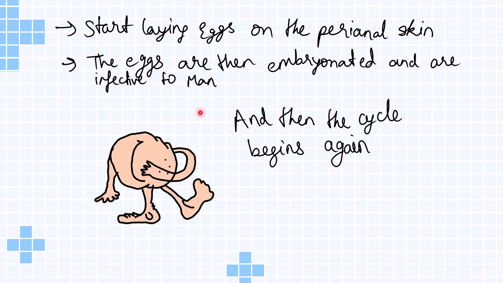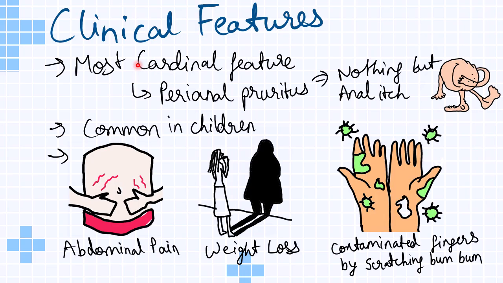Now let's discuss how this infection presents clinically. The most important and characteristic symptom of enterobiasis is perineal pruritus or itching around the anus. The itching is usually worse at night because that is when the female worm migrates to lay eggs. Other symptoms may include abdominal pain, disturbed sleep, irritability, and weight loss. Continuous scratching can also contaminate the fingers and facilitate further spread of the infection.